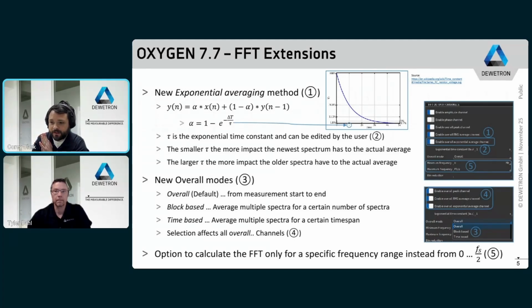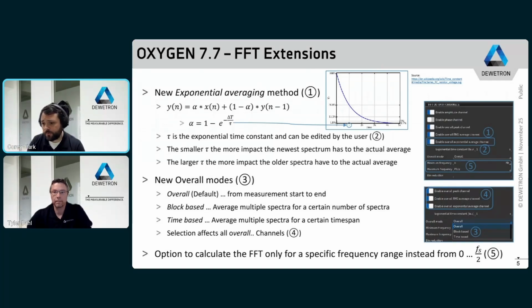Okay, and then we have new overall modes as well for our FFT calculation, where we can do an overall default, which is from measurement start to the measurement end, and we give you overall values for your peak, your RMS, and your exponential average. Then we have now block-based and time-based averaging for the overall modes here as well. So for block-based, it's going to average multiple spectra for a certain number of spectra. For time-based, it's going to do a certain time span for the averaging.